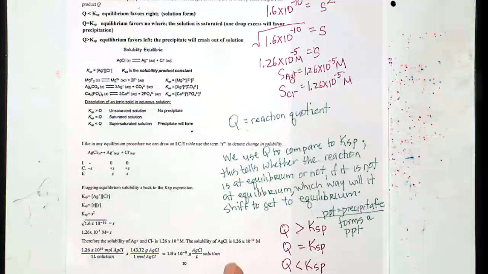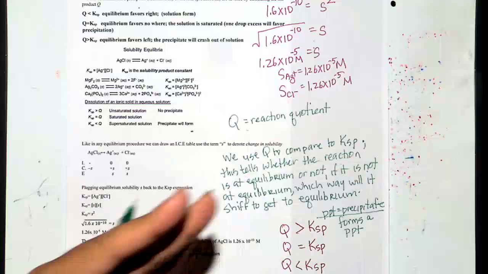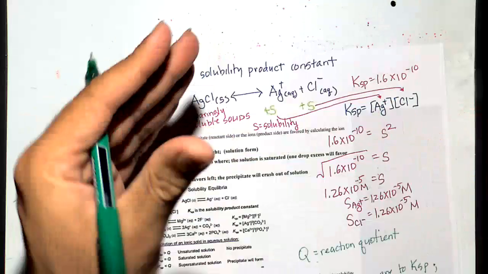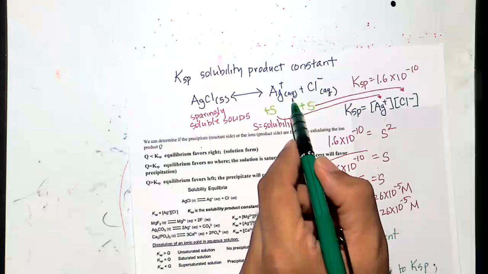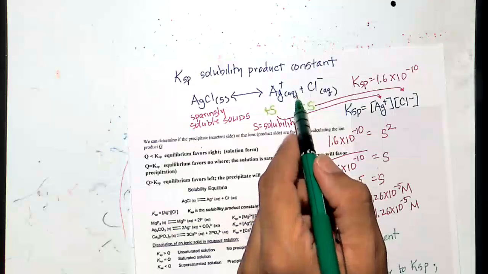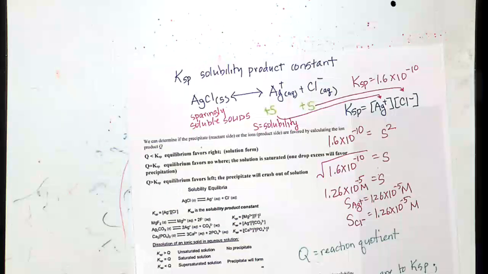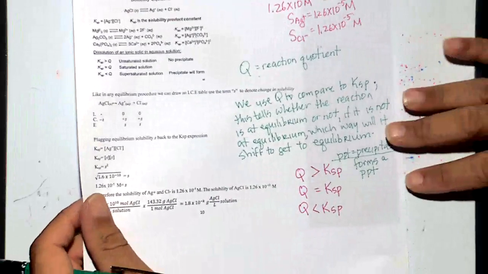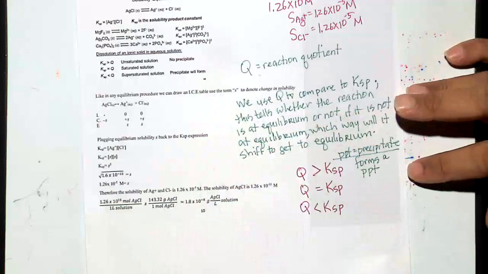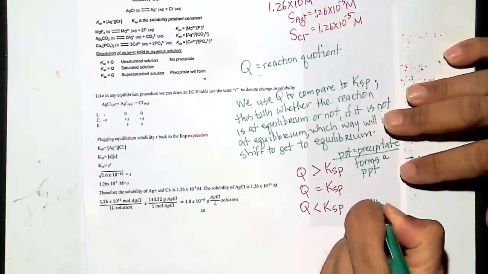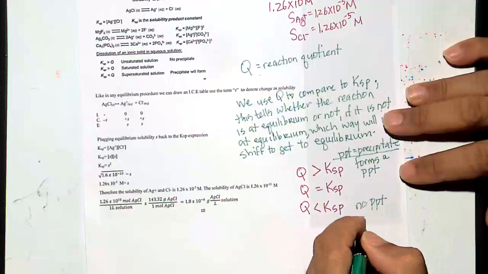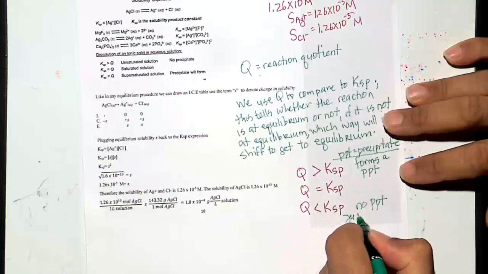What happens if Q is less than Ksp? Where do the alligator jaws point? They're pointing to the side of no solid. They're pointing to the side of water, and dissolved in that water are these ions. So here, it's no precipitate. Check where the alligator jaws go. No precipitate. It's just the ions dissolved in water.